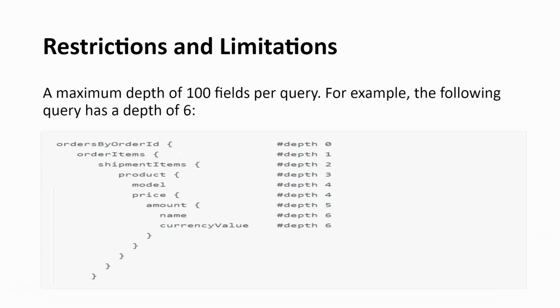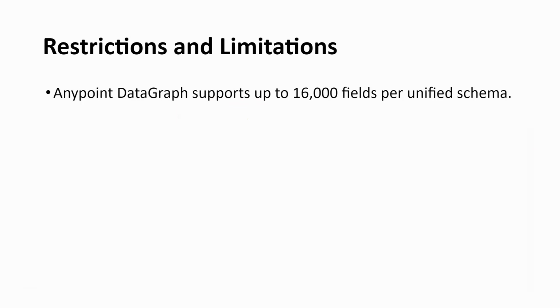Then you have some restrictions like the graph query maximum depth of 100, which we have discussed, right? For example, the query has a depth of 6. So currently 1 2 3 4 5 6, and it can have a maximum depth of 100, not more than that. Each curly bracket counts as one depth. You can see 2 3 4, then it comes to 5, 6, the amount comes as 6. Then amount is the parent, and the currency is the child of amount, so its depth is 6 only. That is how your query can have a depth of up to 100.